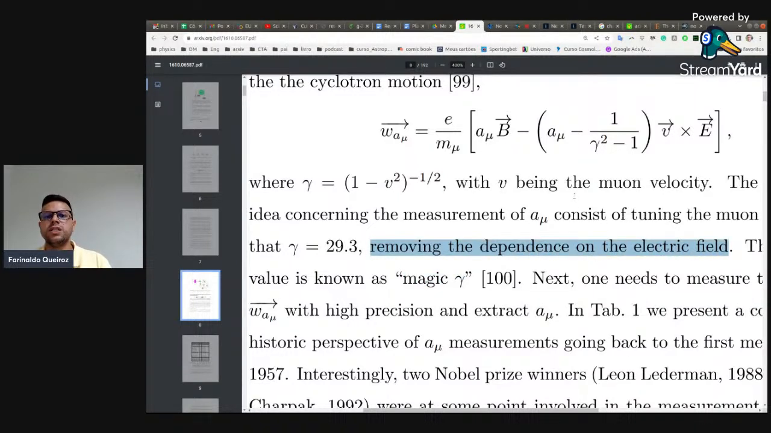In other words, just knowing the magnetic field, they can determine the dipole moment. They know the magnetic field B because they set up the experiment. I know the charge of the particle. I know the muon mass. In other words, if I measure the frequency, I know the dipole moment. I know B, I know the muon mass, I know the charge of the muon. If I measure the frequency, I measure the dipole moment.